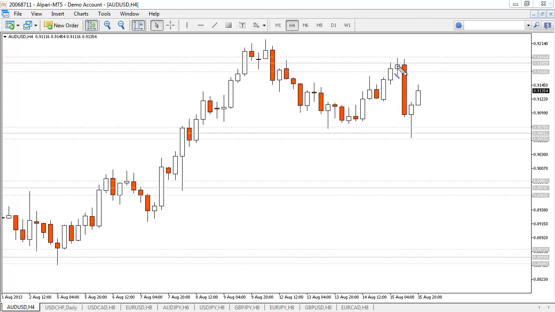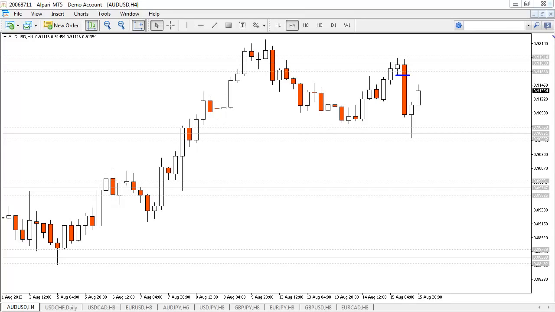So this is the indecision candle here. I look for price to break the low of the indecision candle, so that would be this point here. The reason I want price to break the low is mainly because if I'm going short, if I'm selling, I want to be selling with sellers.